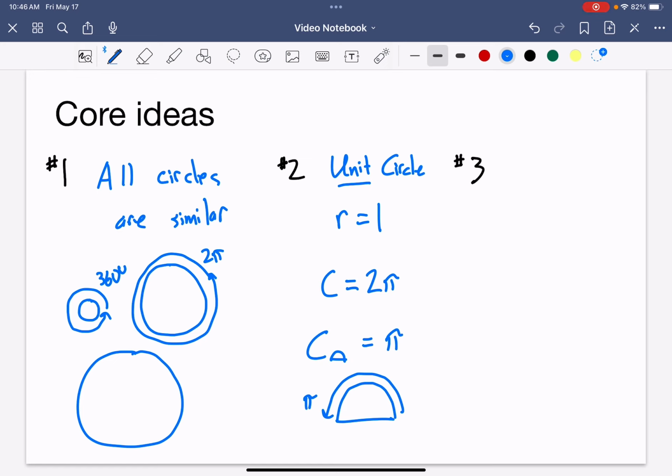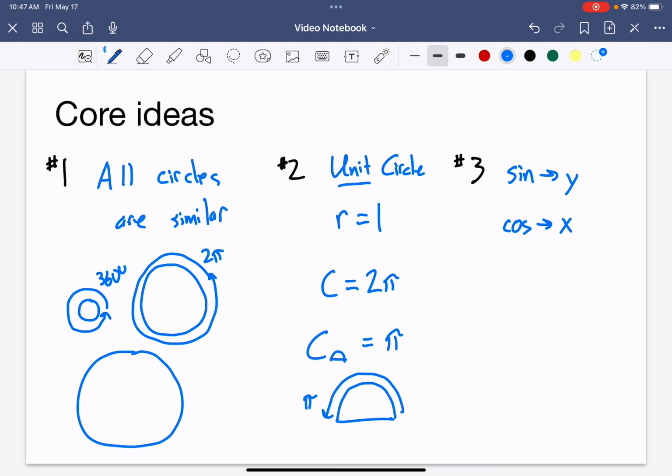The final thing, which I'm going to explain more a little later, is this association: sine is y, cosine is x. We'll see that this has a lot to do with our radius being 1. But right now, I want to establish the idea that sine is y, cosine is x.